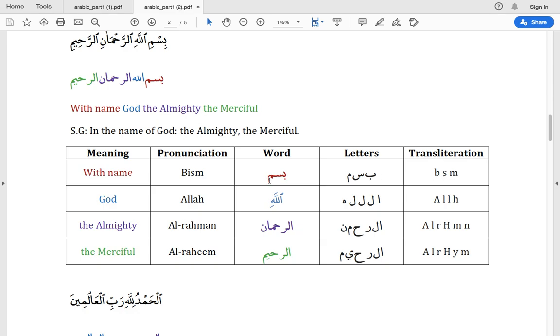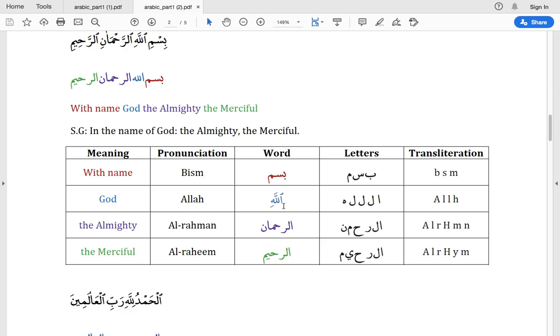And one other thing to note is that I have gone through and tried to color code each letter, each word, and its respective translation, so it's easier for you to follow what's going on. So the first word is bism, which means with name. The second one is Allah, and that translates to God. And the component letters are alif, lam, lam, ha.